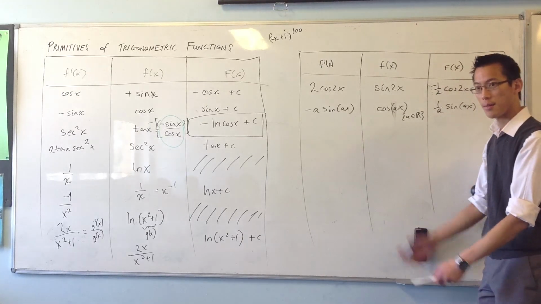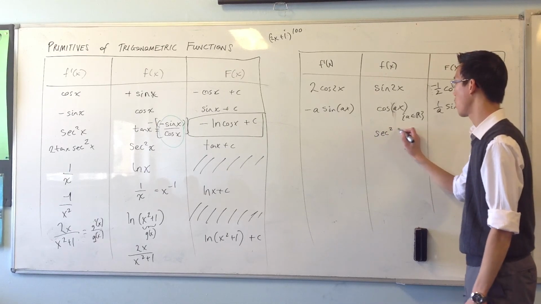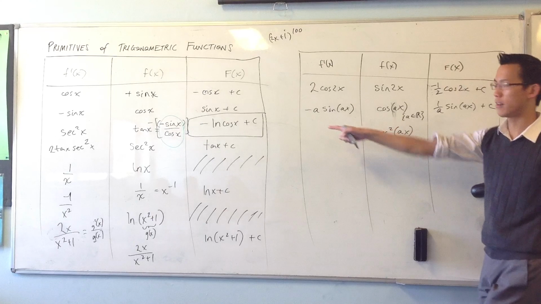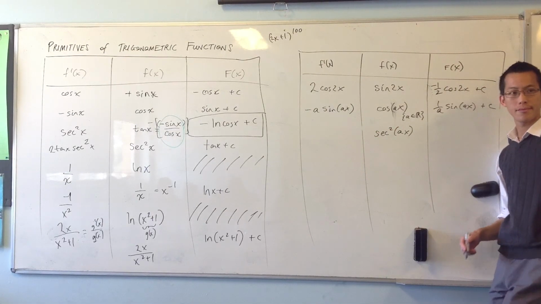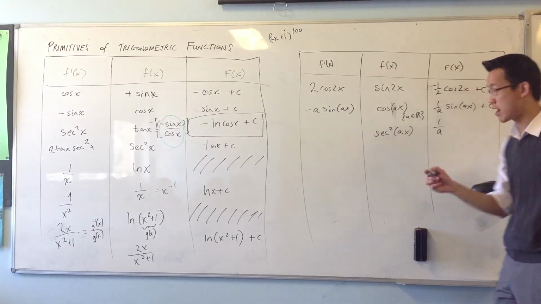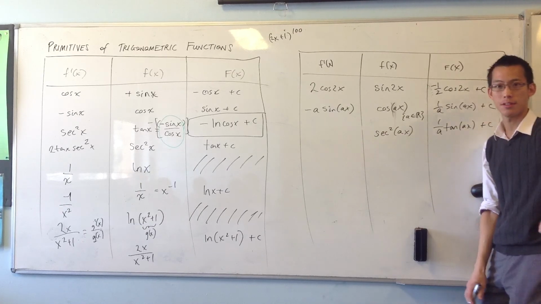Tan's going to work the same. Sec squared is going to work the same. So, for instance, if I had sec squared ax, just follow the pattern. Where would you expect that it came from? 1 over a. Divide, and sec squared comes from tan, right? So 1 over a tan ax, plus a constant, okay?